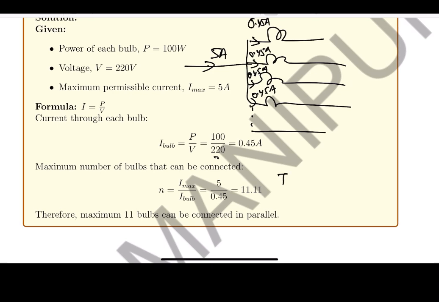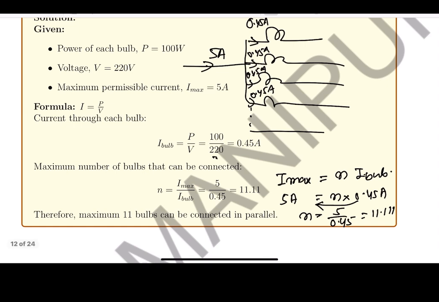Simple. So maximum current is equal to N into the current in each bulb. So N times I max is 5 ampere. N, I don't know. One bulb has 0.45 ampere. So N will be equal to 5, this 0.45 will come this side and divide. If I divide, I'll get 11.11. Look here, 0.11 cannot be done, so there will be 11 bulbs.